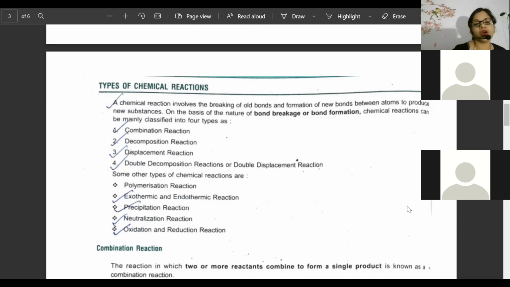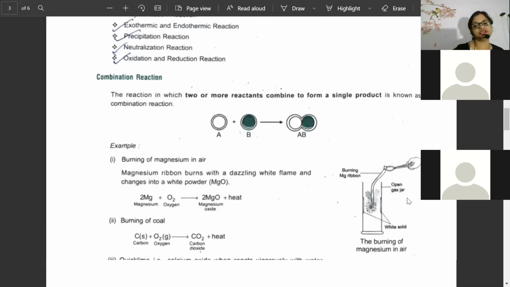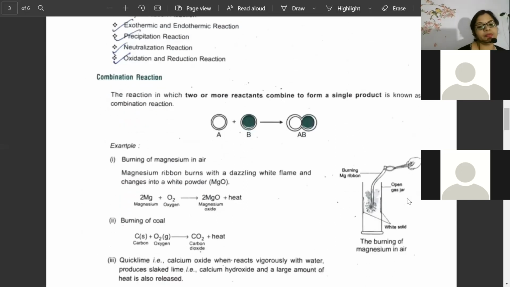Fine. Now we will go to the first type of reaction, called combination reaction. You see here, beta, what type of reaction is called a combination reaction? A very simple definition is given. When 2 or more reactants combine to form a single product, it is known as a combination reaction.